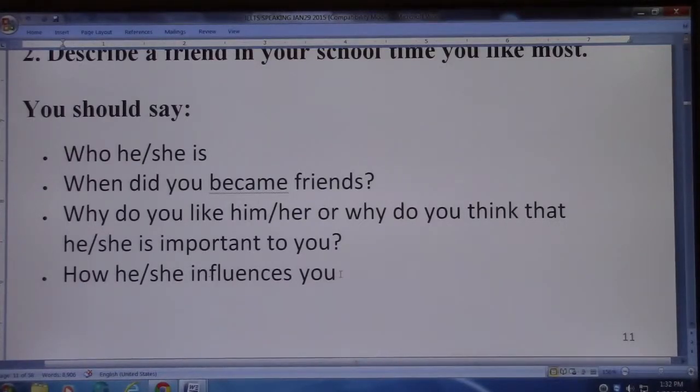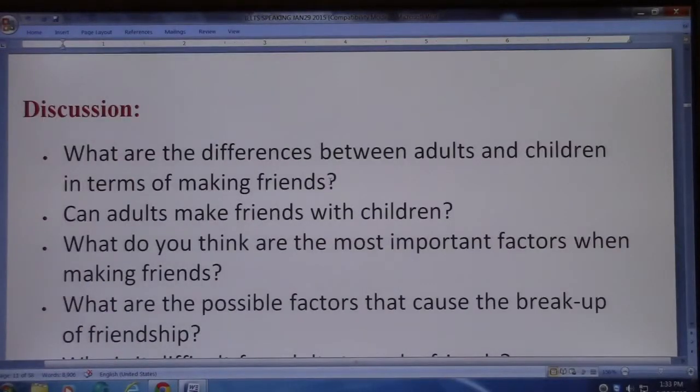Of course, then you gotta talk about a friend, and we met here and there at school, and then we became friends, and we made friends, and then why you think that person is important to you. Again, in topic friendship, we talk about this whole thing. So we do have the topic friendship as well. Discussion: what are the differences between adults and children in terms of making friends? Of course, children find it easier to make friends, and easier to break up, say goodbye.